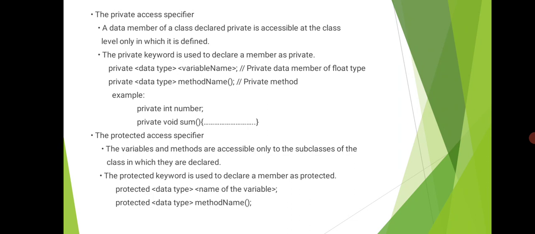So example, the private keyword is used to declare a member as private: private data type variable name, private data type method name. Example, private int number is a variable which is of private type. So it can be accessible within the same class. Outside the class the number cannot be accessible, even objects cannot access the number which is in private mode. Okay. Similarly, the sum function which is private cannot be accessed outside the class. Even objects cannot call that sum function because it is in private mode.